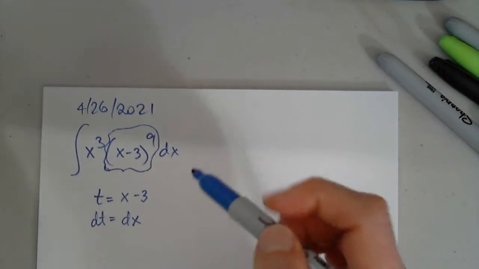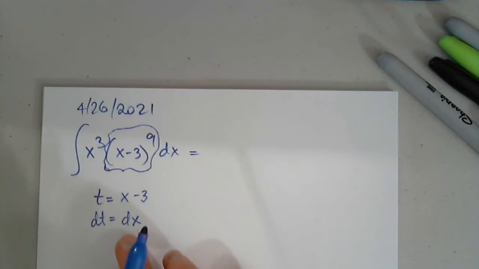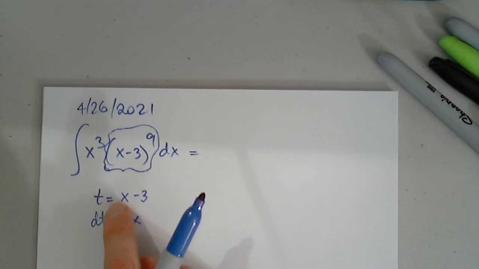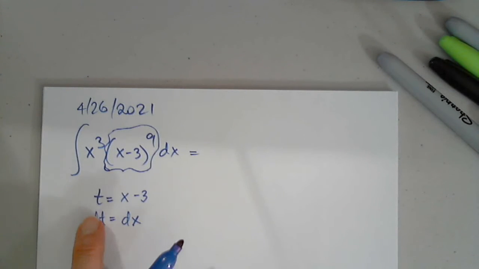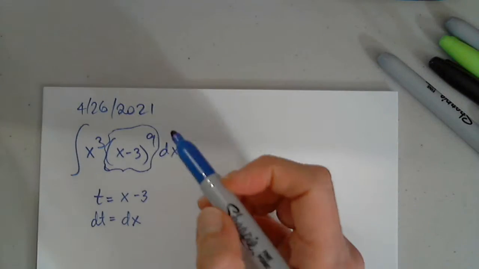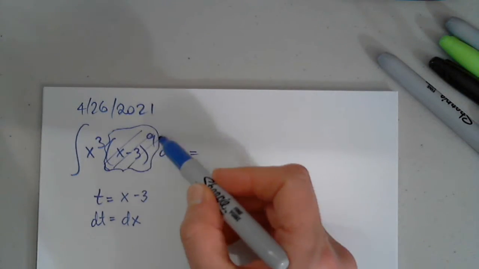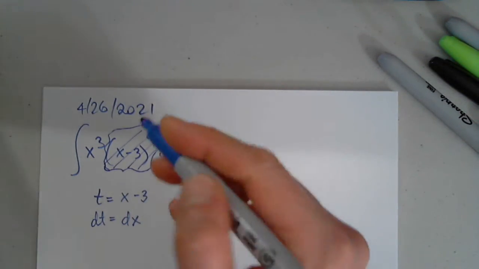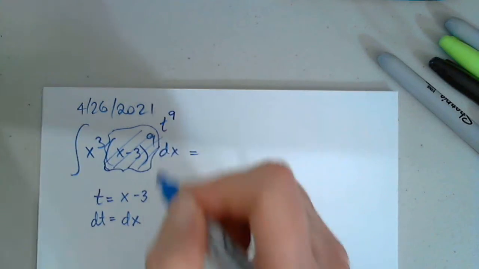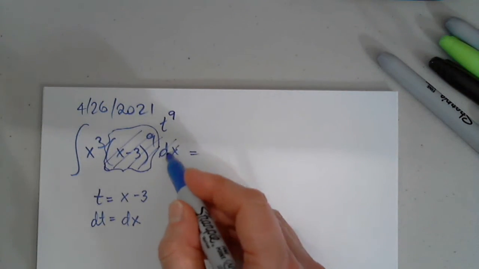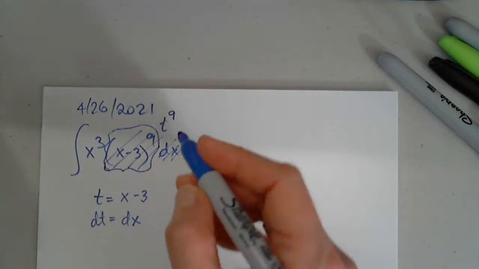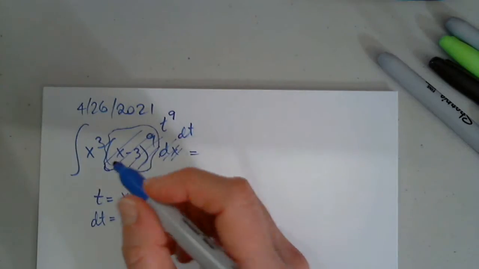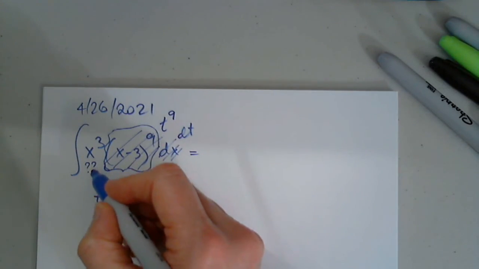I don't have to look for new limits of integration, but I have to make sure that at the very end, the answer has to be in x. I cannot leave it in t or u or whatever variable you want to use. So obviously this piece now changes into t to the 9th power. This piece will change into dt, no problem. But now the question is, what do I do with this?